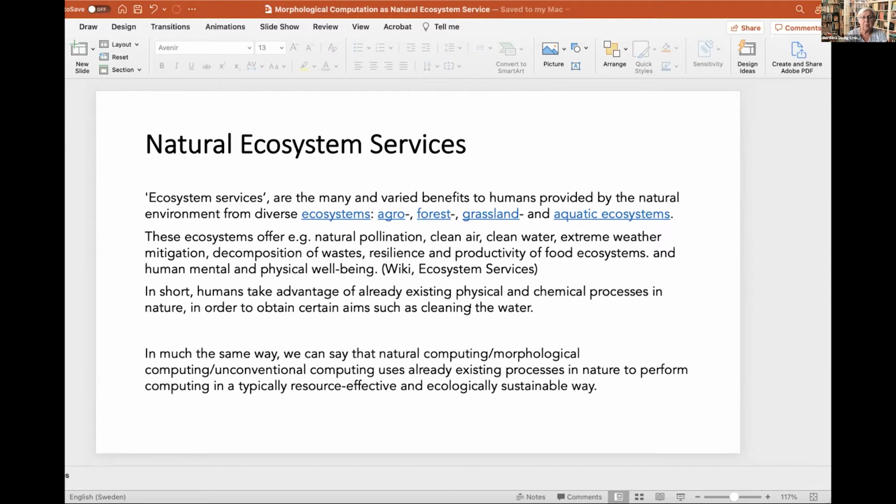So in much the same way, we can say that natural computing or morphological computing and unconventional computing uses already existing processes in nature to perform computing in a typically resource-effective and ecologically sustainable way. So those are, as Lorenzo says, domesticated wild processes that we domesticate for our own purposes.